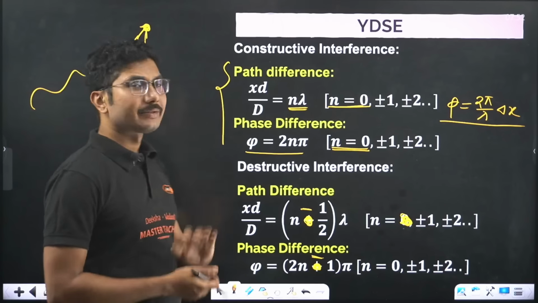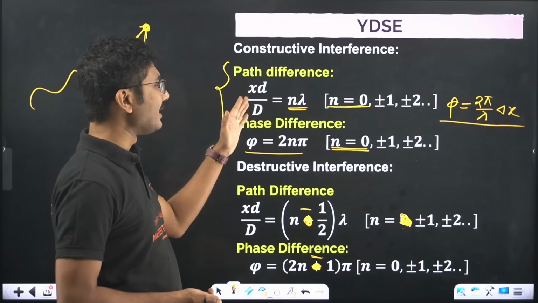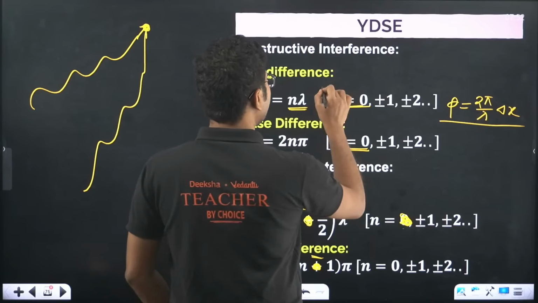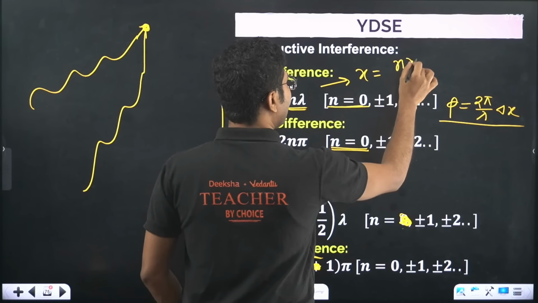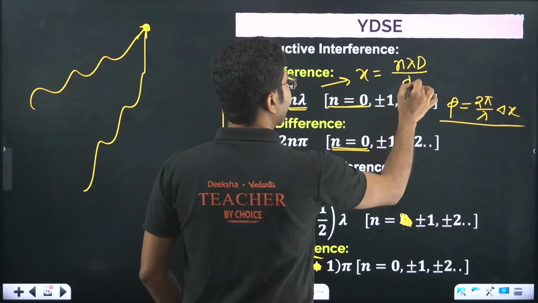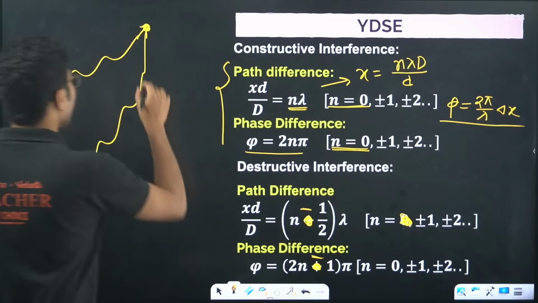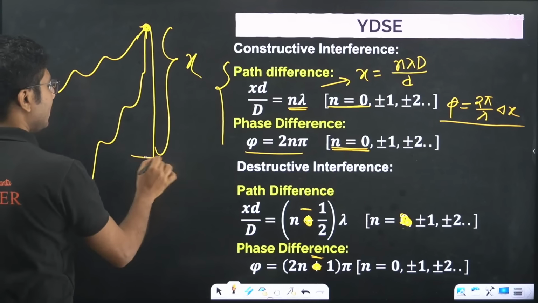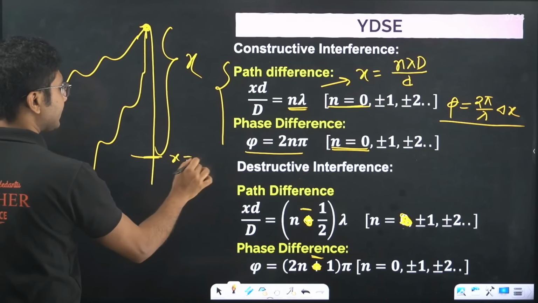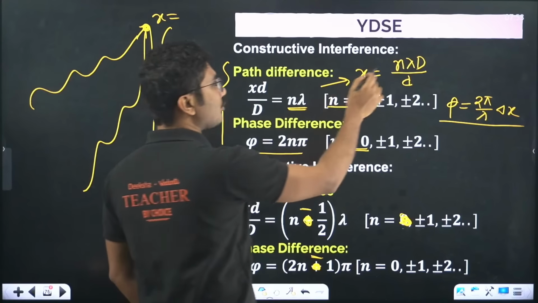Now path difference and phase difference. Path difference is given by x d by D is equal to n lambda. So here you can calculate path difference, x equals n lambda D by small d. Okay, path difference is n lambda D by small d. So if they say what is the distance from the central fringe? Central fringe is x equals 0. Suppose this is x equals some value. Okay, so x equals n lambda D by d.